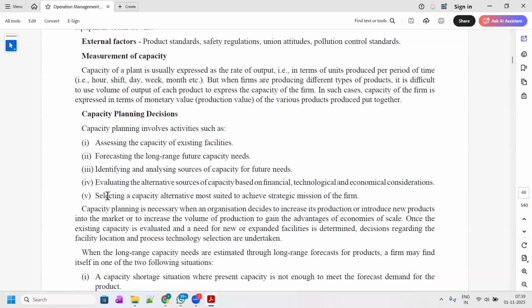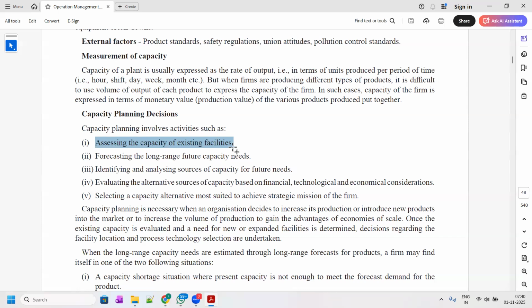And then we are selecting the capacity alternative which is most suited to achieve the strategic mission of the firm. So when we are talking about capacity planning decisions, we are involving several key activities. The first is assessing the capacity of existing facilities. Whatever existing facility you have, you first analyze it. If that is enough to sustain, then why should we put more investment in the existing plant? Because we have demand in our mind.